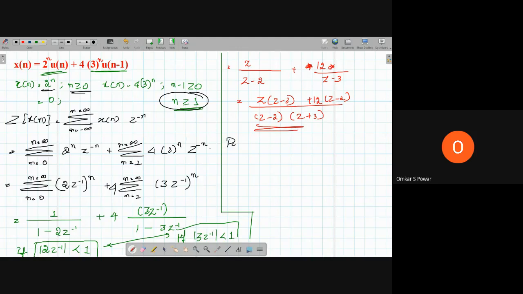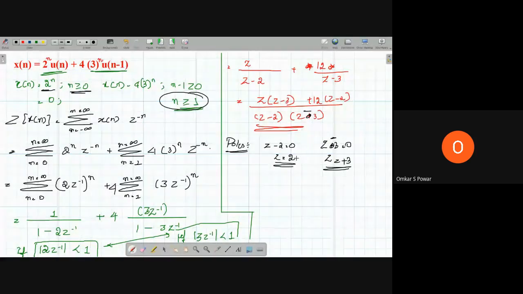So how do we get the poles? Equating the denominator to 0. So z minus 2 is equal to 0 and we have got a pole at z is equal to 2. And here z minus 3 is equal to 0, so we have got z is equal to 3. Okay, so this one is z minus 3 here, if you can observe. So we have got poles at 2 and 3.